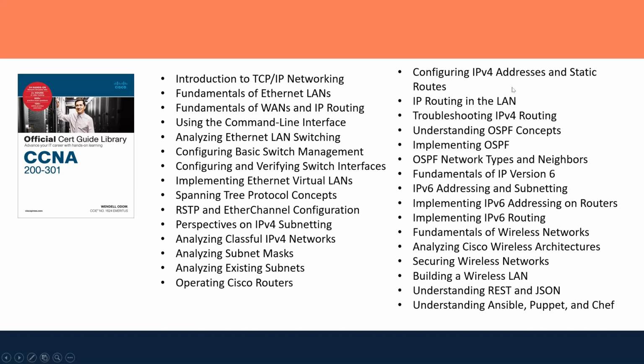We will talk about the configuration of static routing. We will talk about the configuration of dynamic routing. So in dynamic routing, we are going to talk about OSPF, EIGRP, BGP, all these protocols we are going to discuss over here. We also discuss IP version 6, which is the next generation of the IP protocol. And then we will discuss the wireless network. Okay. And we will discuss automation as well. So in automation, we are going to discuss REST API, JSON, Ansible, Puppet, Chef. All these topics we are going to cover.